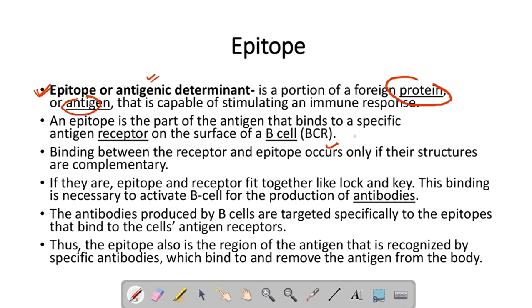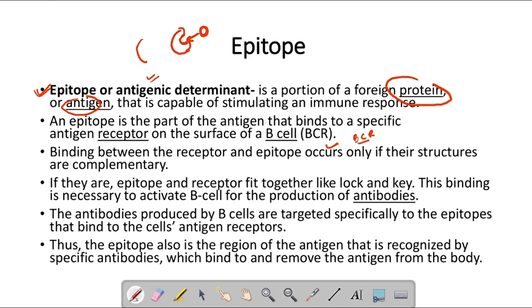An epitope is the part of the antigen that binds to a specific antigen receptor on the surface of the B cell, and this is called the B cell receptor. So basically the epitope is the part of the antigen, and it binds to the specific antigen receptor on the surface of the B cell, and these receptors are called the BCR or the B cell receptors. Binding between the receptor and epitope occurs only if their structures are complementary.